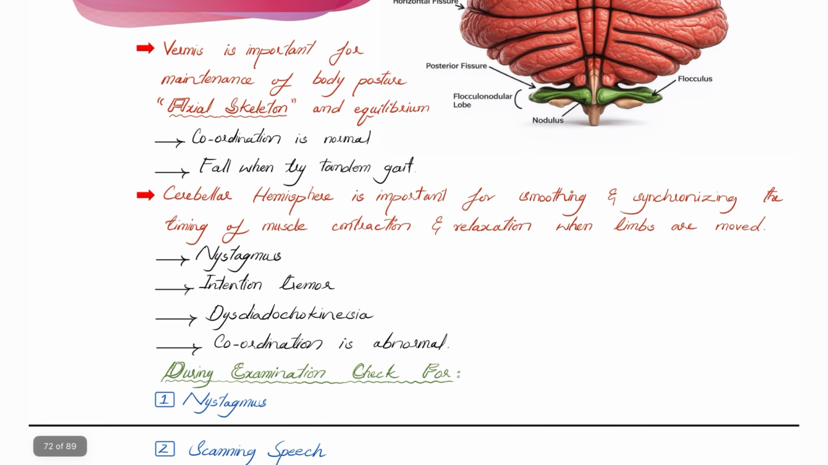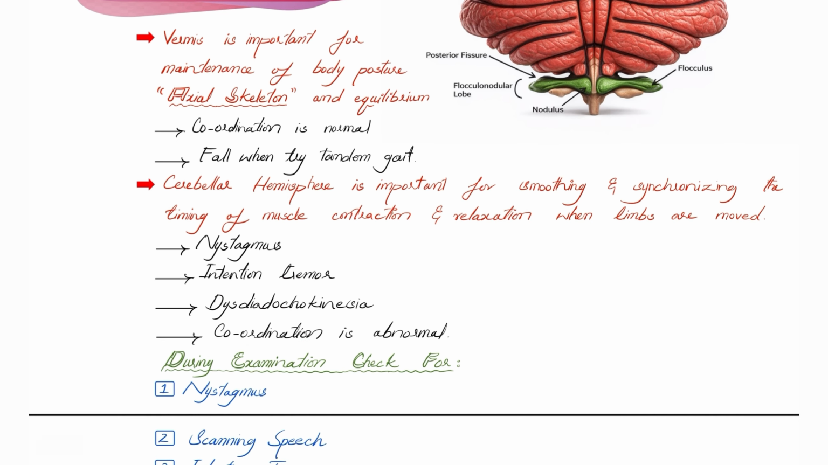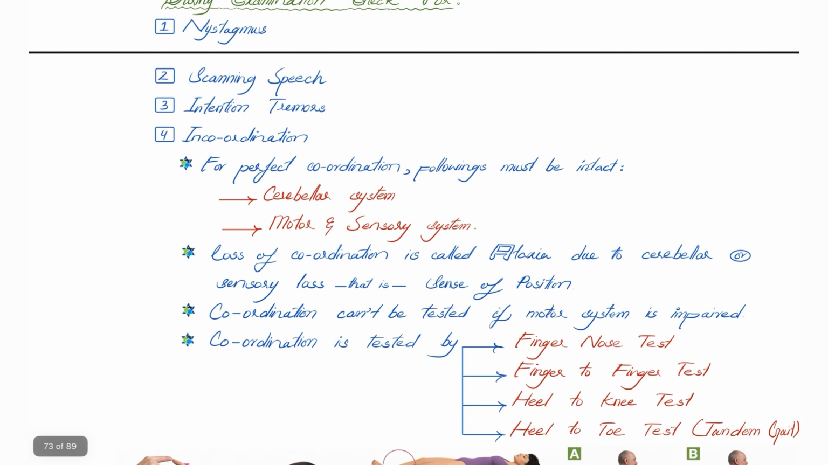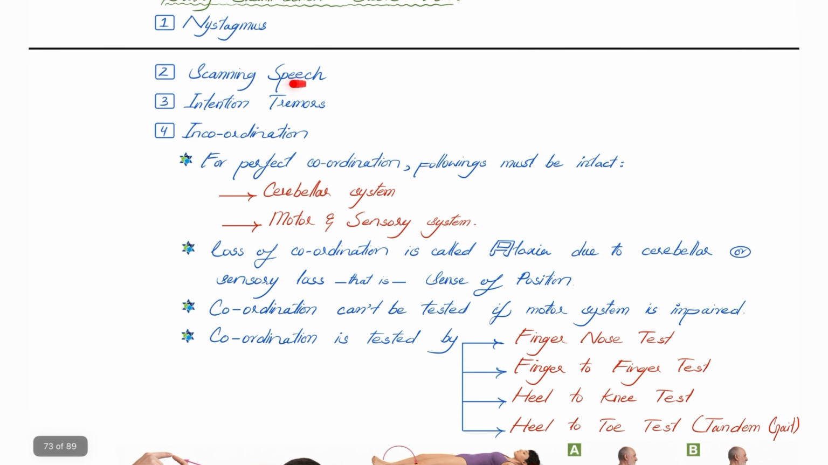The cerebellar hemisphere is important for smoothing and synchronizing the timing of muscle contractions and relaxation. If there is damage to the cerebellar hemisphere, it leads to nystagmus, intention tremor, dysdiadochokinesia, and coordination is also abnormal. So during examination of the cerebellum, check for nystagmus, scanning speech, intention tremors, and then assess the coordination of the muscles when the patient tries to move his limbs. For perfect coordination, the following must be intact: cerebellar system, motor and sensory system.